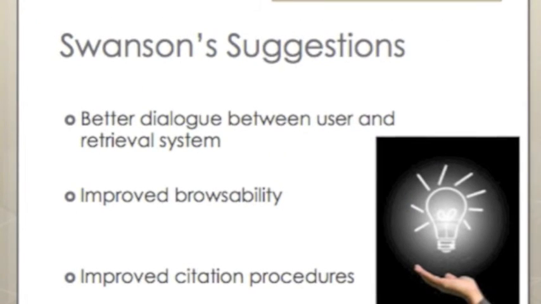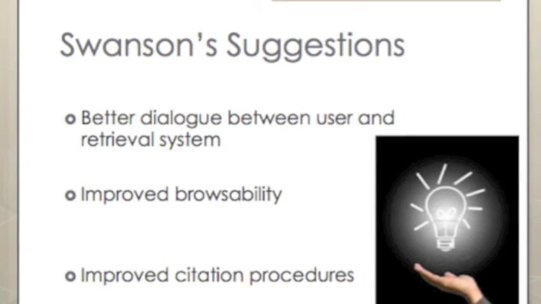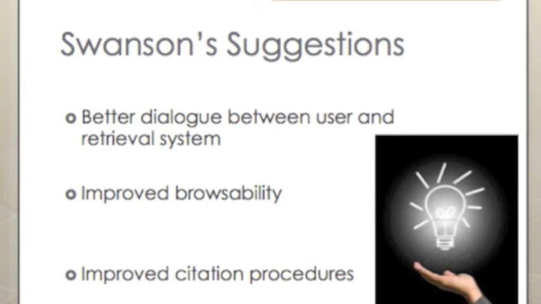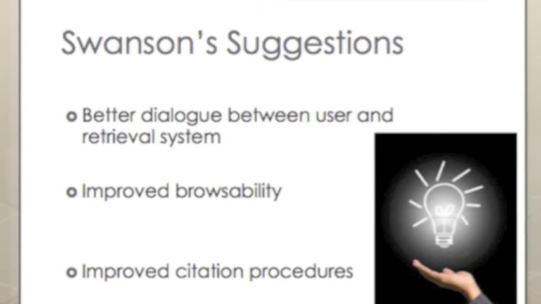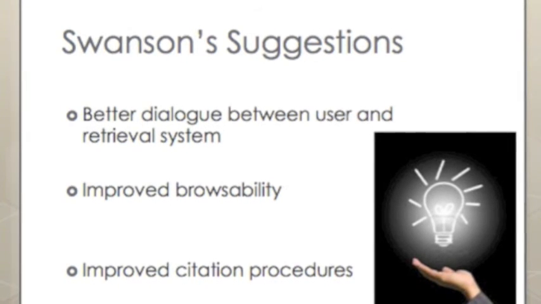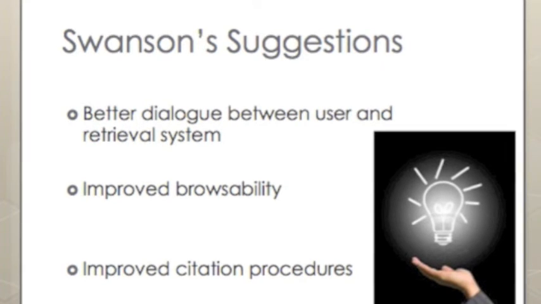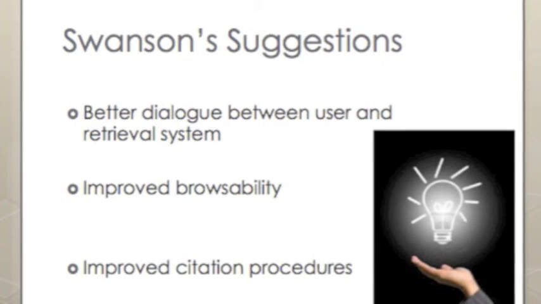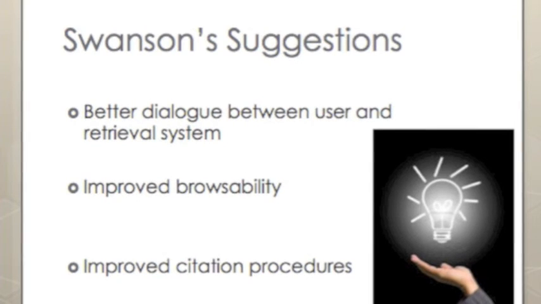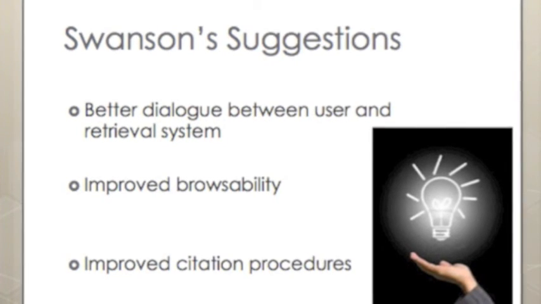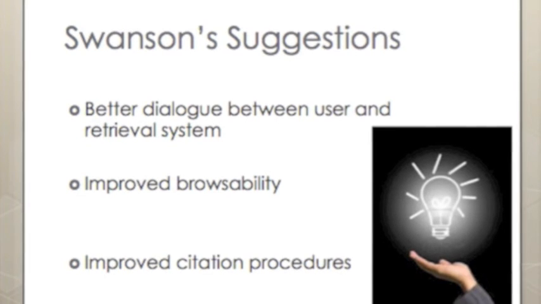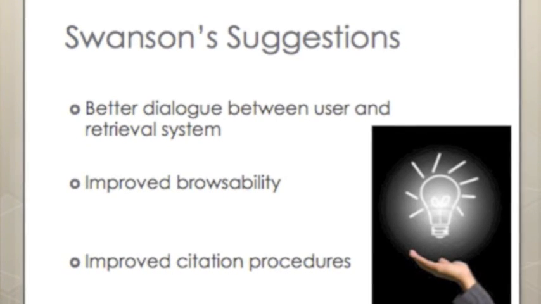Swanson offers a few suggestions for improving information retrieval evaluation systems. The first of which is to improve the dialogue between user and retrieval system. The second suggestion is that libraries should improve their browsability, which at this time meant ensuring that books are on the shelves to be found, so perhaps an increase in book purchases or a limit on checkout times may improve browsability. There aren't any suggestions for online databases, as they were not available at the time that this article was written.